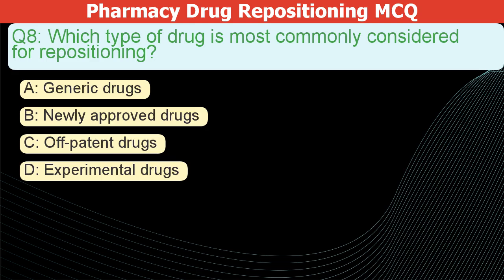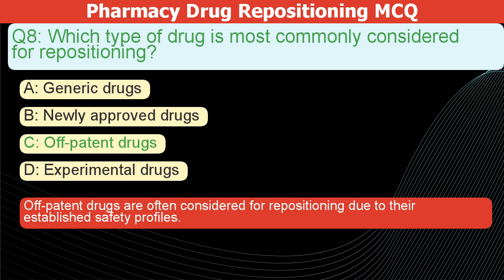Which type of drug is most commonly considered for repositioning? A. Generic drugs. B. Newly approved drugs. C. Off-patent drugs. D. Experimental drugs. The correct answer is C. Off-patent drugs are often considered for repositioning due to their established safety profiles.